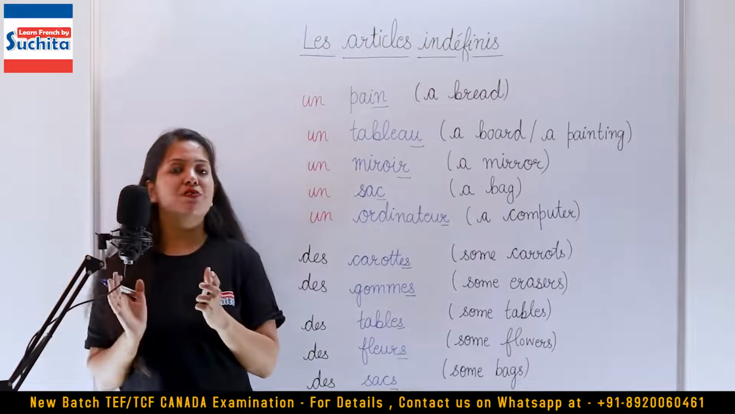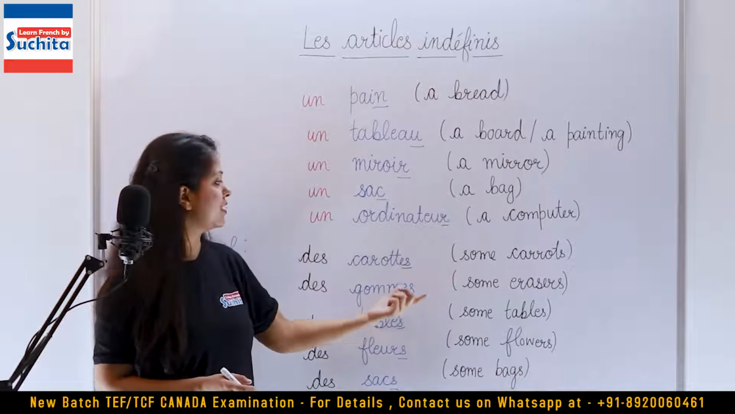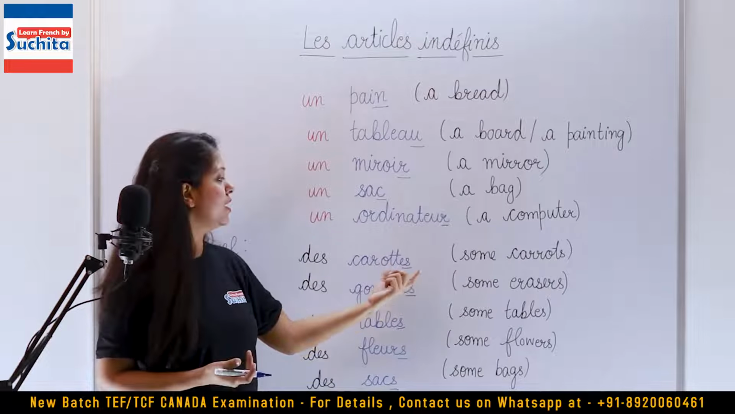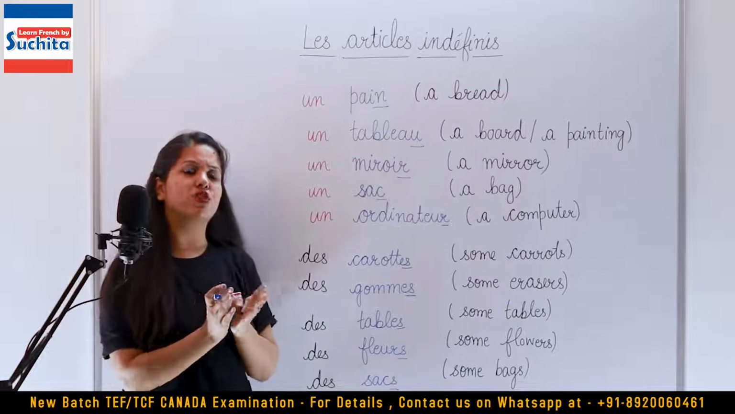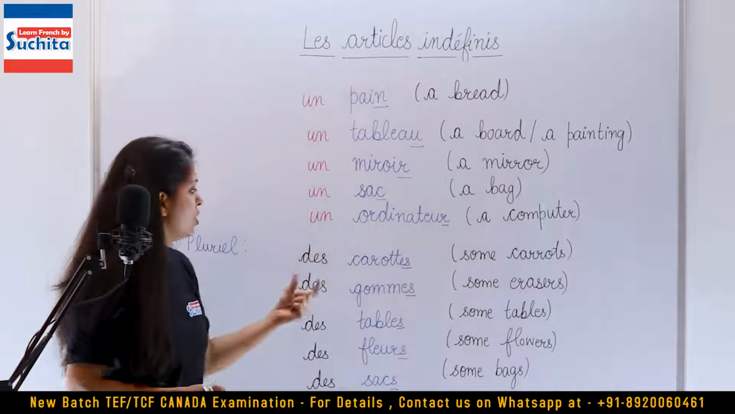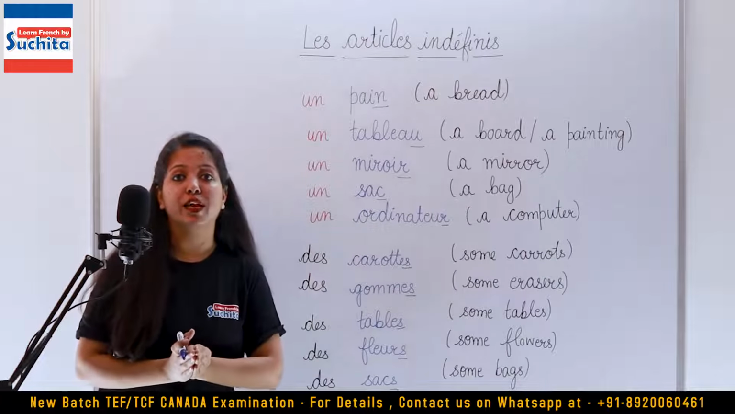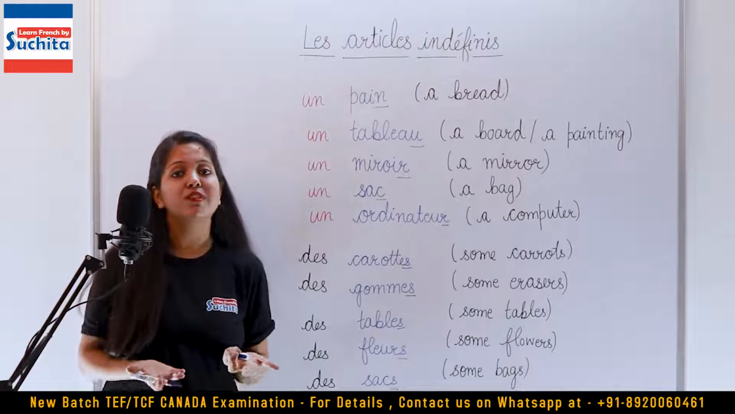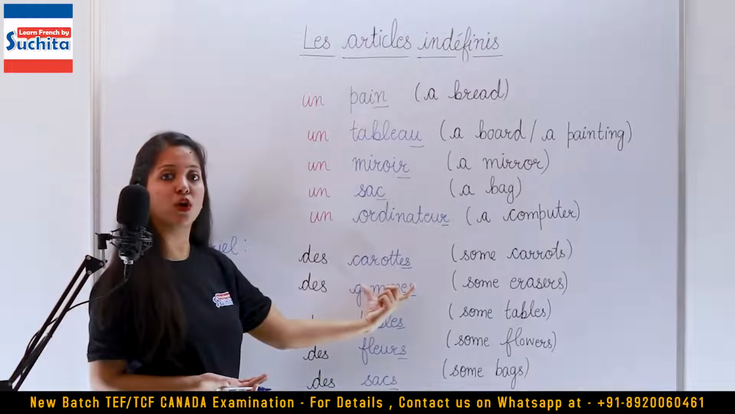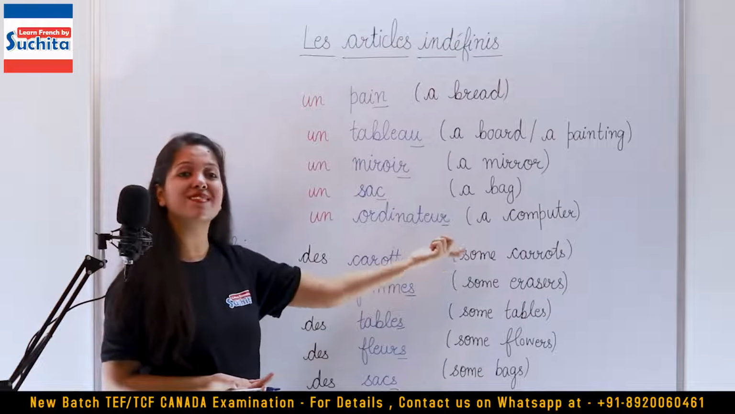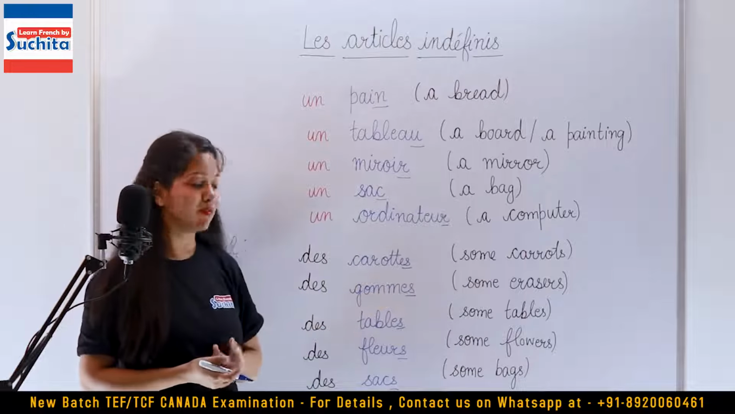The only difference is that in French you do not pronounce the last consonant, so you will not pronounce it as carottes. It has to be carotte. So that means in French the pronunciation of singular and plural is the same. So des carottes. If the word is plural, you do not have to care about if it is masculine or feminine. If it is plural, you always put des. So it becomes des carottes, which means some carrots. Des gommes, some erasers.